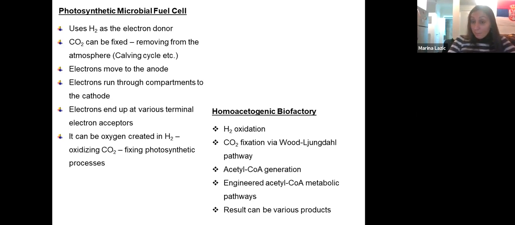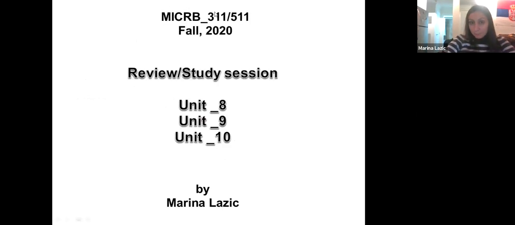Homoacetogenic biofactory is another application of autotrophy. Again, hydrogen oxidation, cheap fuel. You have fixation via the WL pathway. You get acetyl coenzyme A, and then you can create an engineered microbe that can convert this acetyl coenzyme A through various pathways, and you can get various products depending on what you are interested in. And this would be the end of the review session for Unit 8.